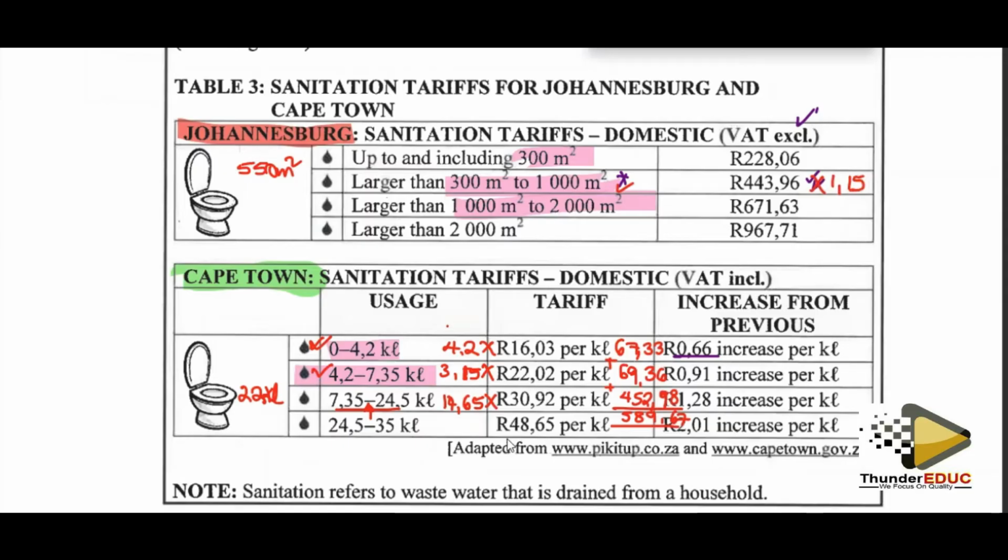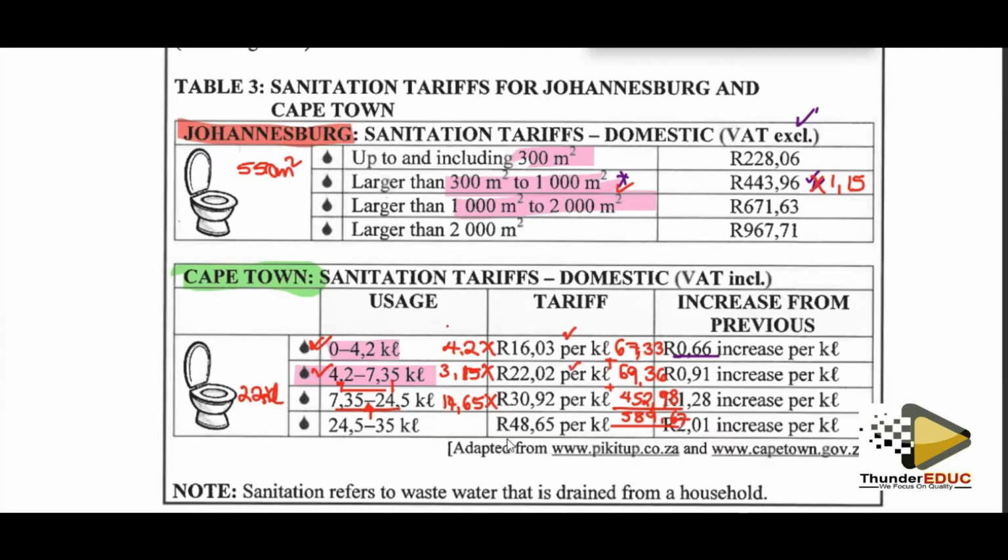Cape Town does not use areas. It uses water usage. You start with block number 1. If you've used 4.2 and less, you pay this much per kiloliter that you've used. Then, if you go to the second bracket, it's from 4.2 to 7.35. So, how many kiloliters are in between these two? They are 3.15. If you've used everything, multiply each by that.